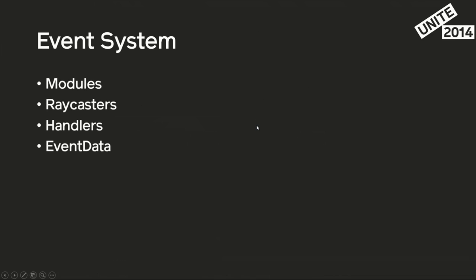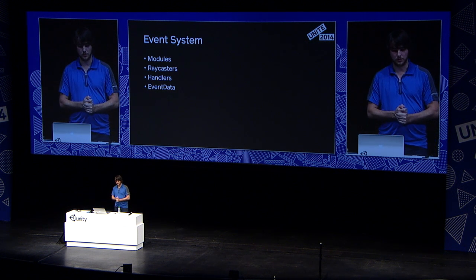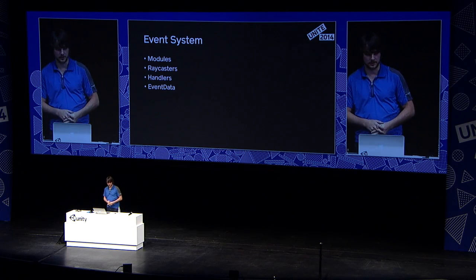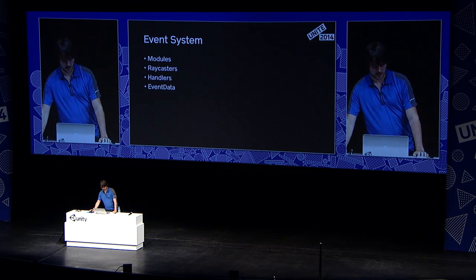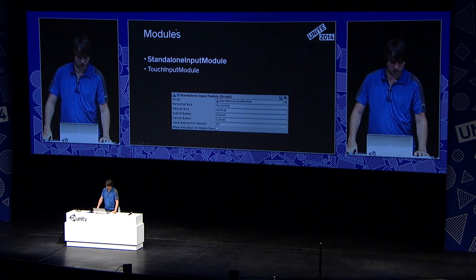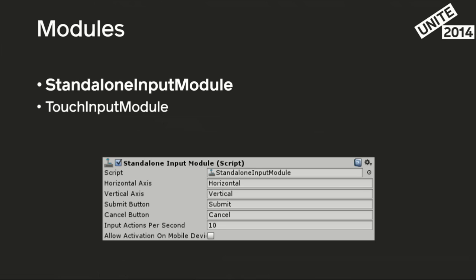So our event system is broken down into different areas. We have modules, Raycasters, handlers, EventData. I'm actually running a bit behind. So our modules are our standalone input module and our touch input module. When you create a canvas, you're automatically going to get another event system game object in your scene. It will have the event system script on it and both these modules as well.